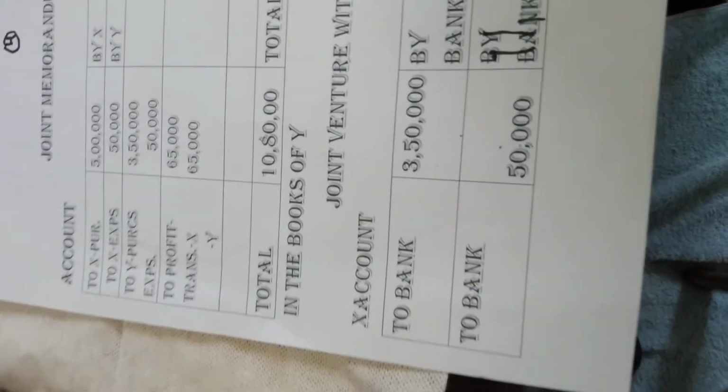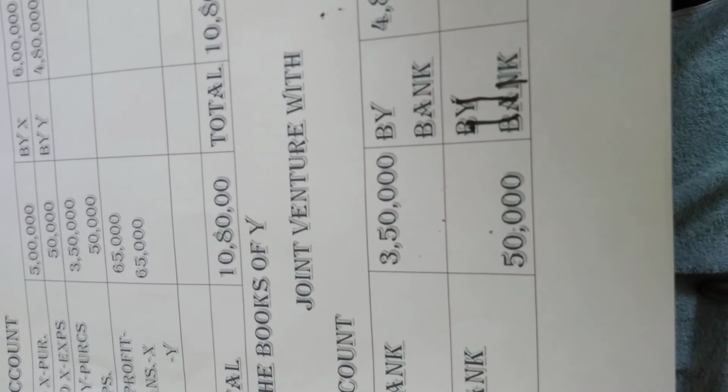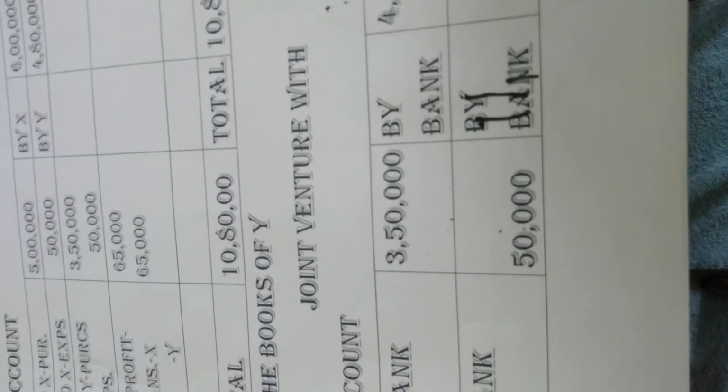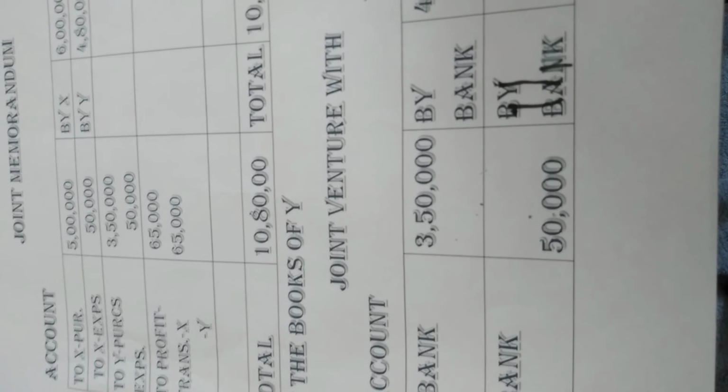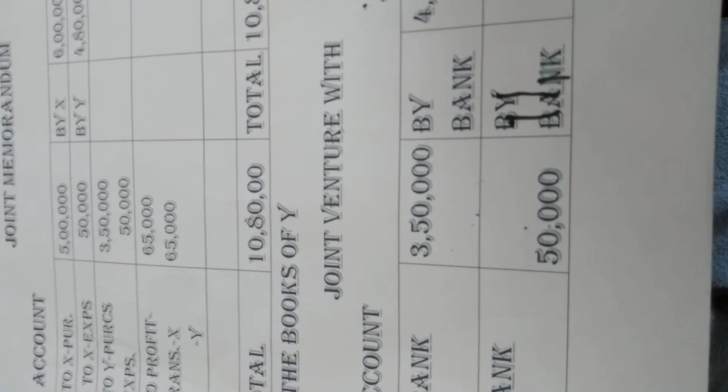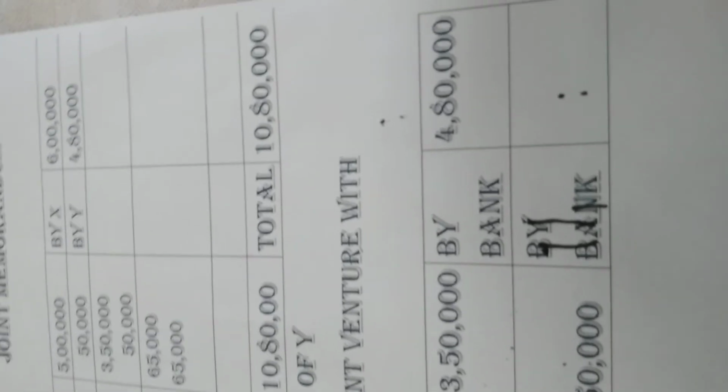Now lastly we are preparing in the books of Y joint venture with X. Now whatever Y has done, he is recording in his books which he has joint venture with X. To bank 3,50,000, to bank 50,000 expenses, by bank sale 4,80,000 and on the debit side to joint memorandum account profits 65,000 and the final payment is coming to bank 15,000. So both side total is coming 4,80,000.